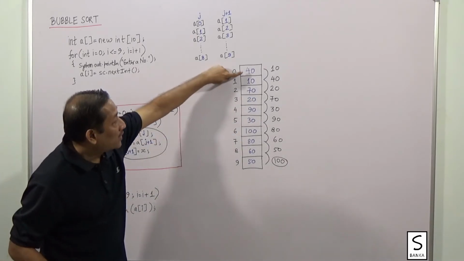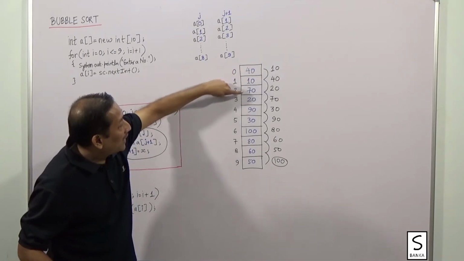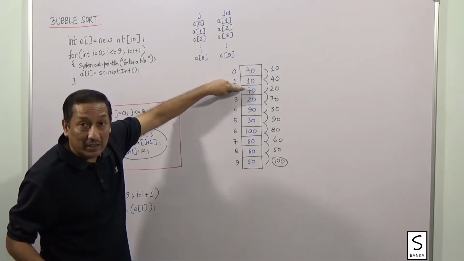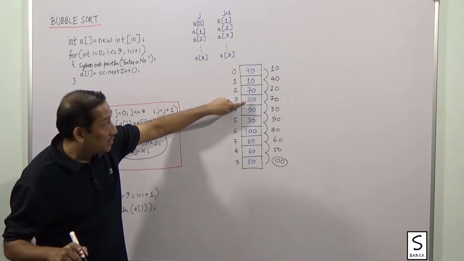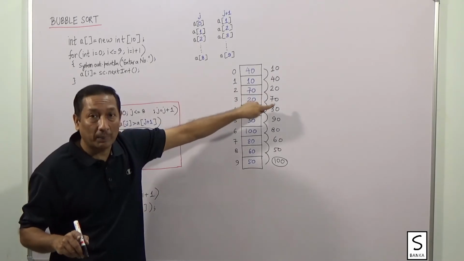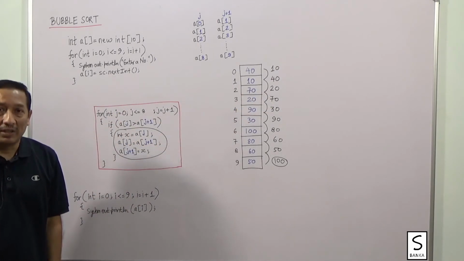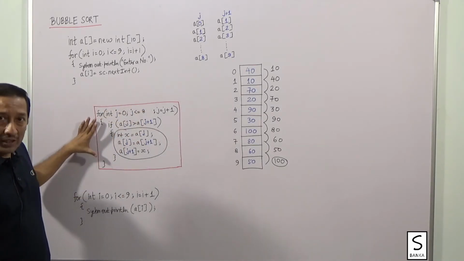See, 40 was greater than 10, we interchanged. Then 40 was greater than 70? No, we did not interchange. Then 70 was greater than 20, yes, we interchanged, that is we did the swapping. So this process was only applicable whenever the number was greater. So once you relate these two things, this program becomes very simple.